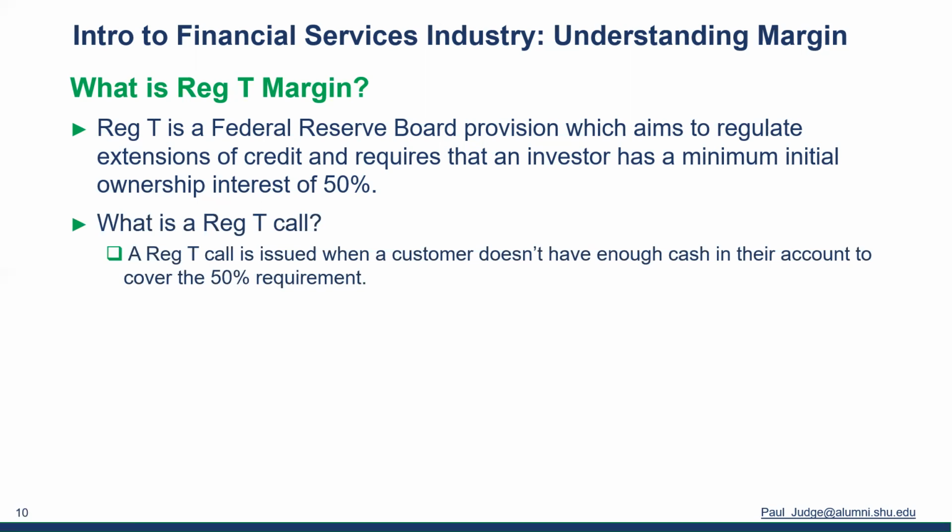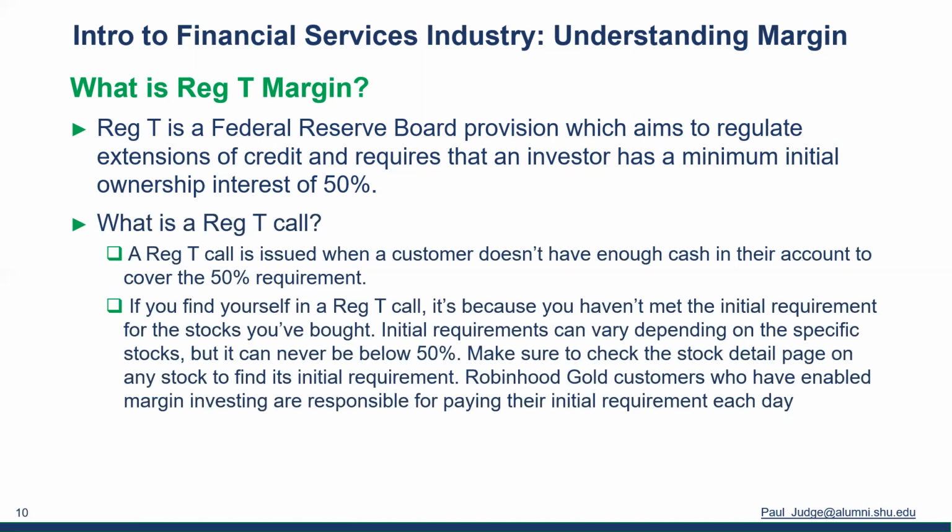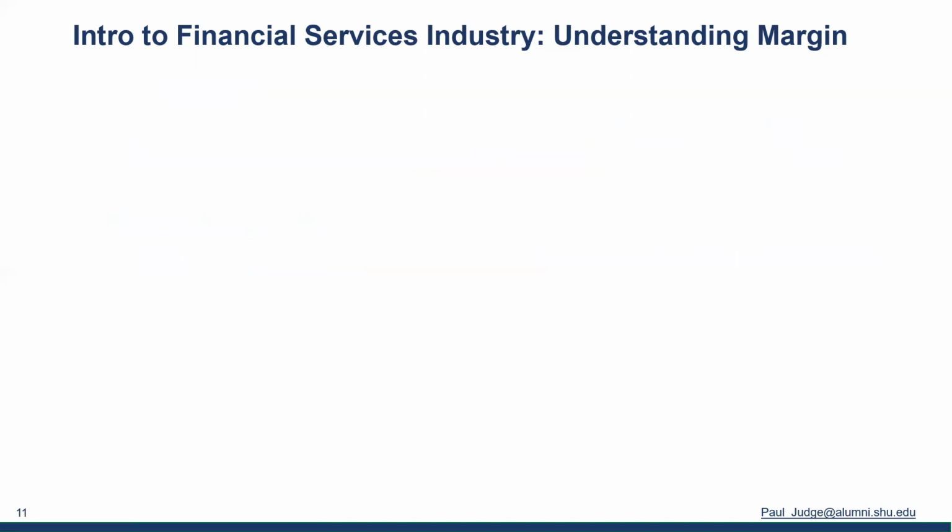Now you'll hear this, we're going to talk about calls in a minute, but a Reg T call is issued when a customer doesn't have enough cash in their account to cover this 50% requirement. So if you're doing the initial purchase and you don't have that 50%, the investor can be notified they have to add more cash to their account in order to bring it up to the 50%. And again, we're talking about Reg T on the initial margin.